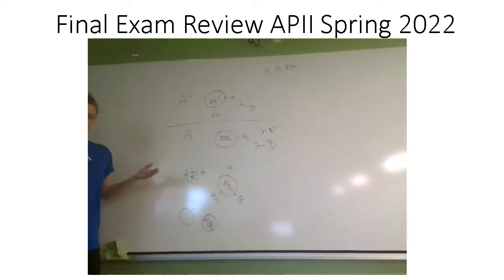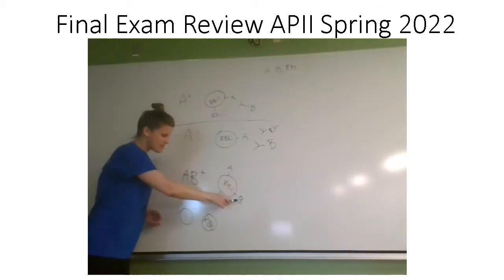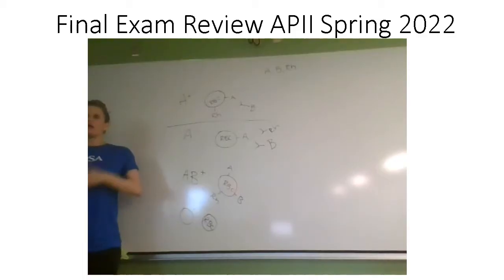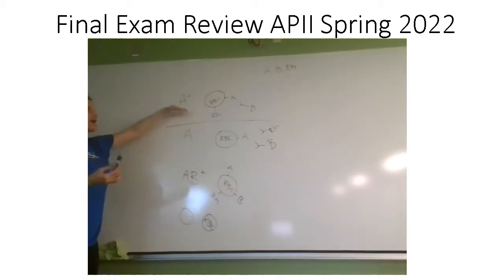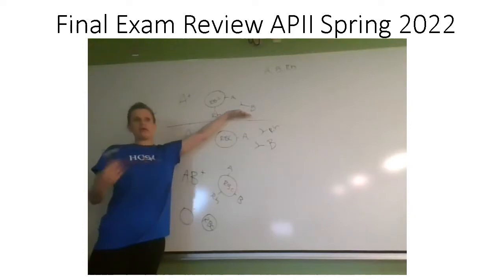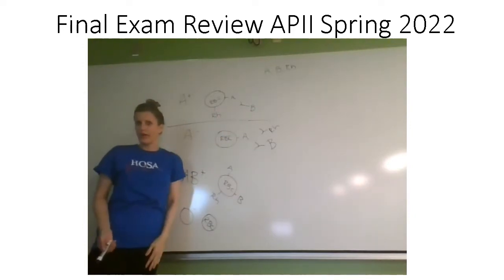You'll say their red blood cells have A, B, and Rh antigens. They have no antibodies, right? Or if they have A positive blood, they'll have A and Rh antigens and anti-B antibodies, okay?